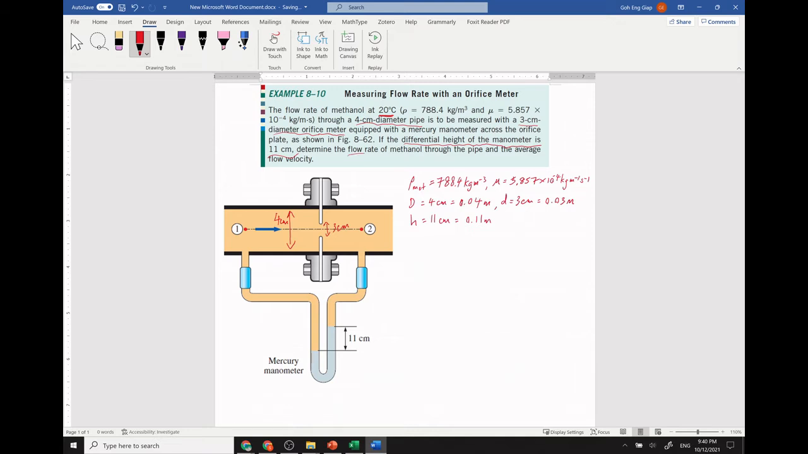Determine the flow rate of the methanol through the pipe and the average flow velocity. So you are asked to find the volumetric flow rate, and also the velocity. We're interested in the velocity through the original diameter of the pipe, which is the 4 centimeter pipe. We want to know the velocity.